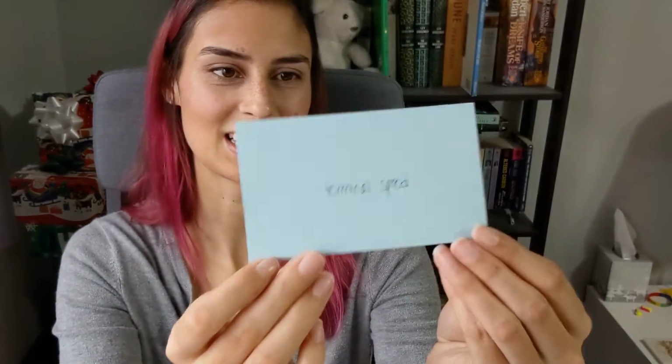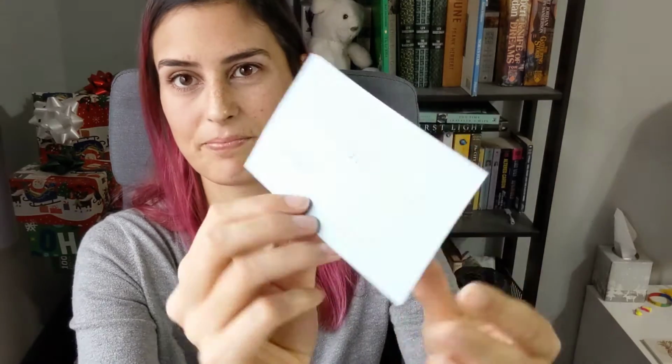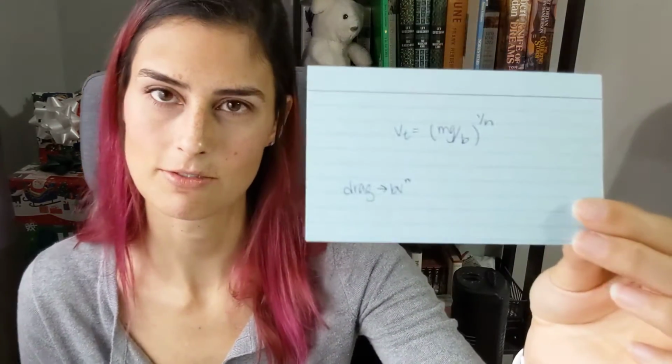Terminal speed. So V sub t is equal to (mg over b) to the 1 over n, where drag is described by b times v to the n, where v is velocity and g is acceleration from gravity.